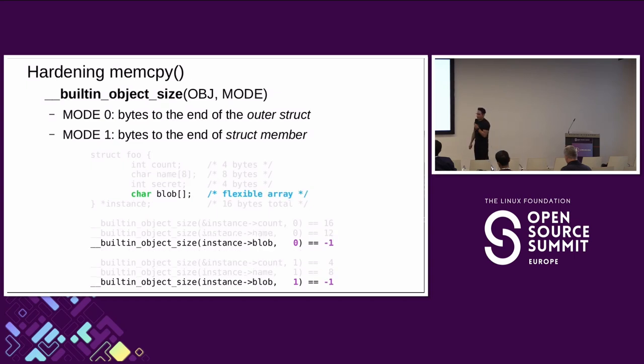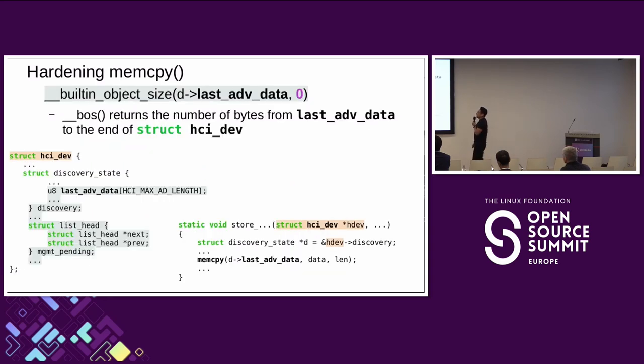In the case of a flexible array, well, at the time, and up to today, this builtin function cannot determine the size of a flexible array member. So in this case, it returns -1, which here means I don't know, in both modes, right? Okay, so now let's see how this fortified version of memcpy behaves with BadVibes. As we have seen, in memcpy, we use __builtin_object_size in mode 0. So what happens is that if we pass a pointer to this array of a fixed size, it is going to return the size from the beginning of the array up to the end of the outer structure.